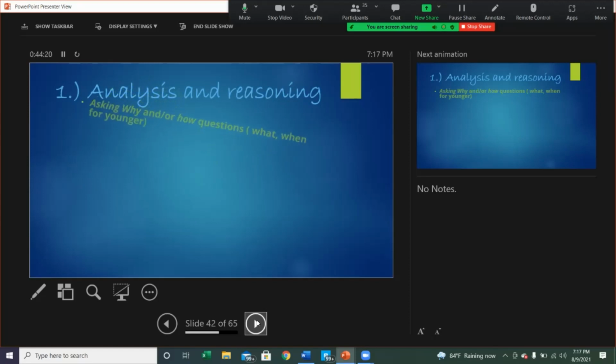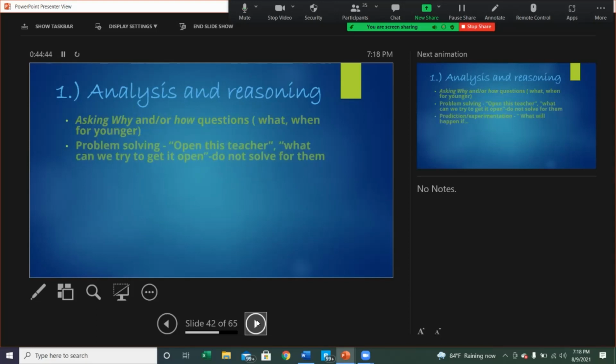All right. The first part of that is analysis and reasoning. That is when you're asking why or how questions. For a younger classroom, 2s, early 3s, that's going to look more like what, when, right? So you do kind of have to adjust that to the age. But the whys and hows for 4 and 5-year-olds, they totally get it, or they should be able to. And they will if we do it. Who knows, man? Maybe no one's ever asked those kids why or how.